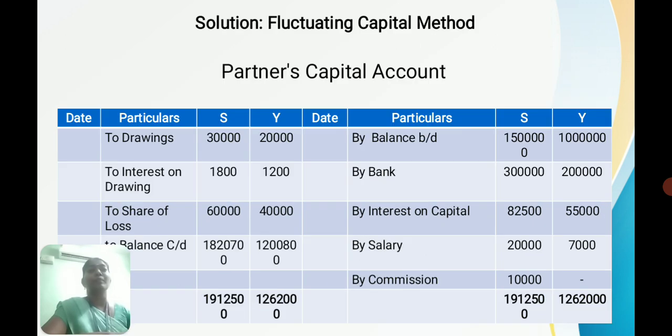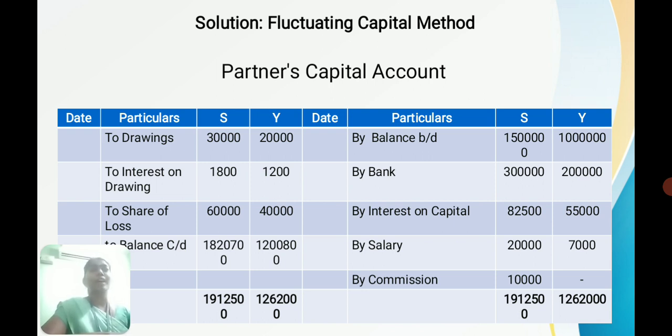Next we will see the same problem in the fluctuating capital method. In the fluctuating capital method, we will prepare only the partner's capital account. From the opening balance, we will start with the credit balance, 15 lakh for Samir and 10 lakh for Yasmin. Then additional amount by bank, 3 lakh and 2 lakh. Then the same entries which we entered in the current account are entered in the partner's capital account. To drawings, to interest on drawing, to share of loss. Then on the credit side, by interest on capital, by salary, by commission.